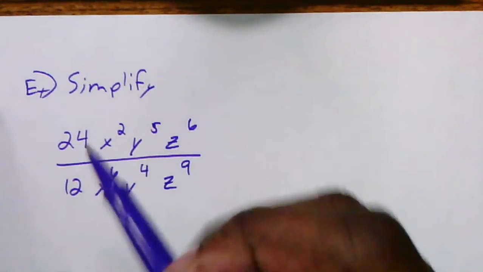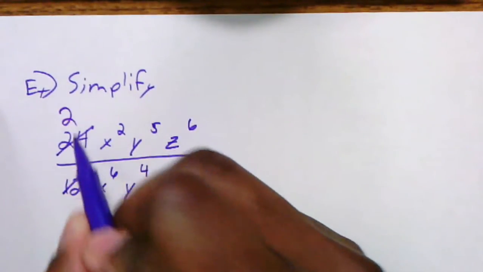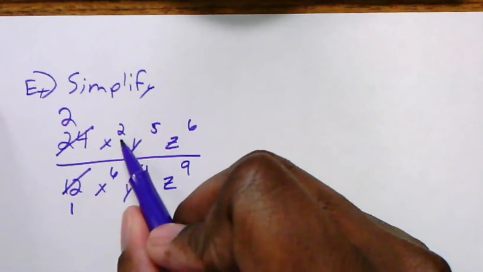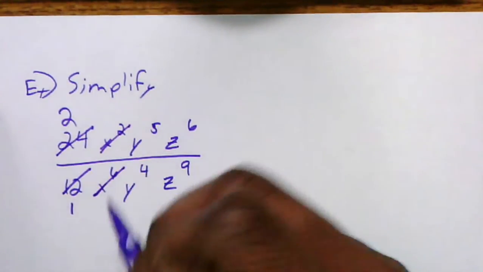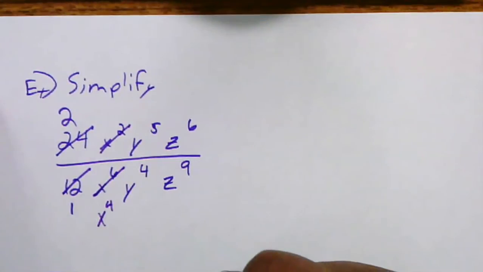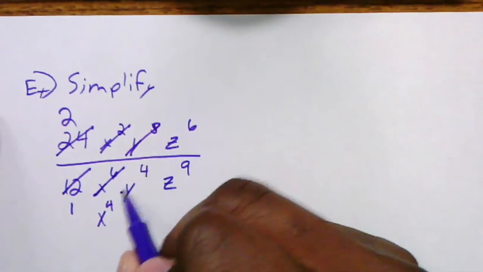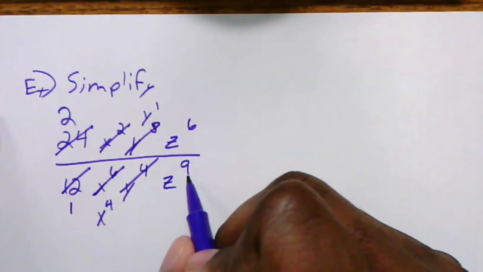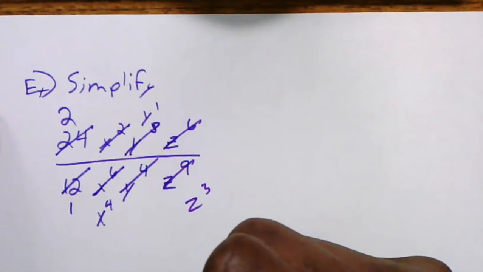Let's do it. Looking here, 24 over 12 reduces. And that gives me just 2 in the numerator. That becomes a 1. X to the second over x to the 6th has a difference of 4. And the biggest number is in the denominator, because x to the 6th is in the denominator. Here, y to the 5th over y to the 4th, their difference is 1. So that means y to the 1st on top. And z to the 6th over z to the 9th. The difference is 3. Gives me z to the 3rd on the bottom.